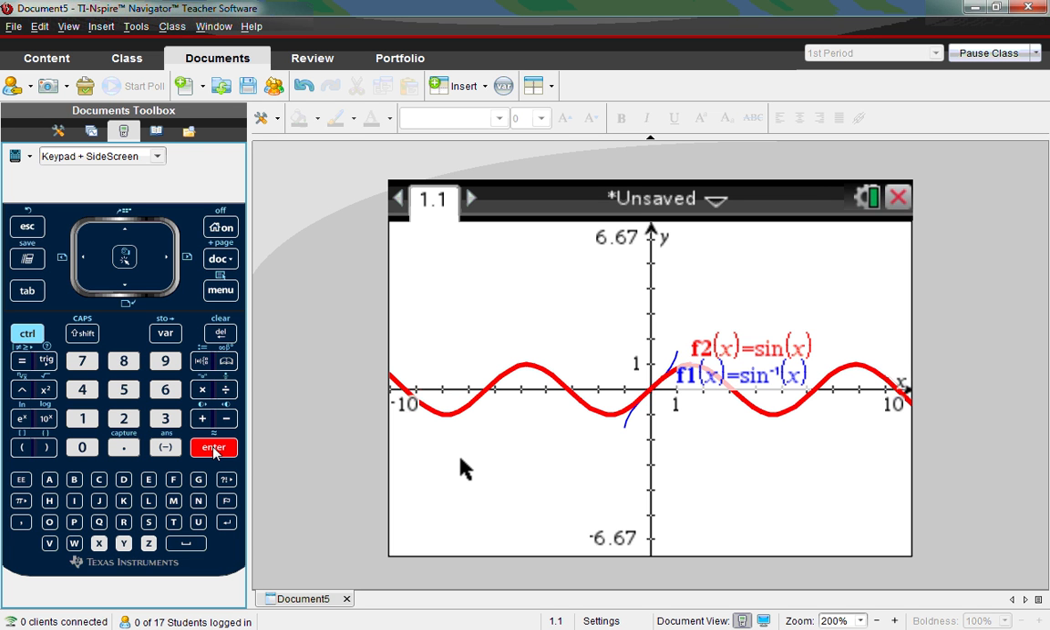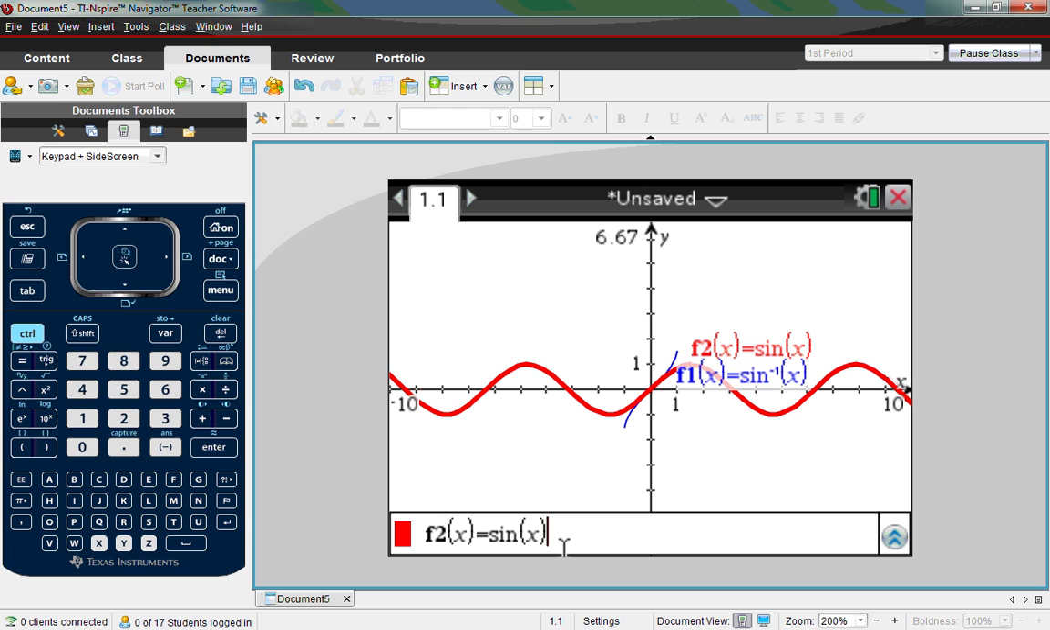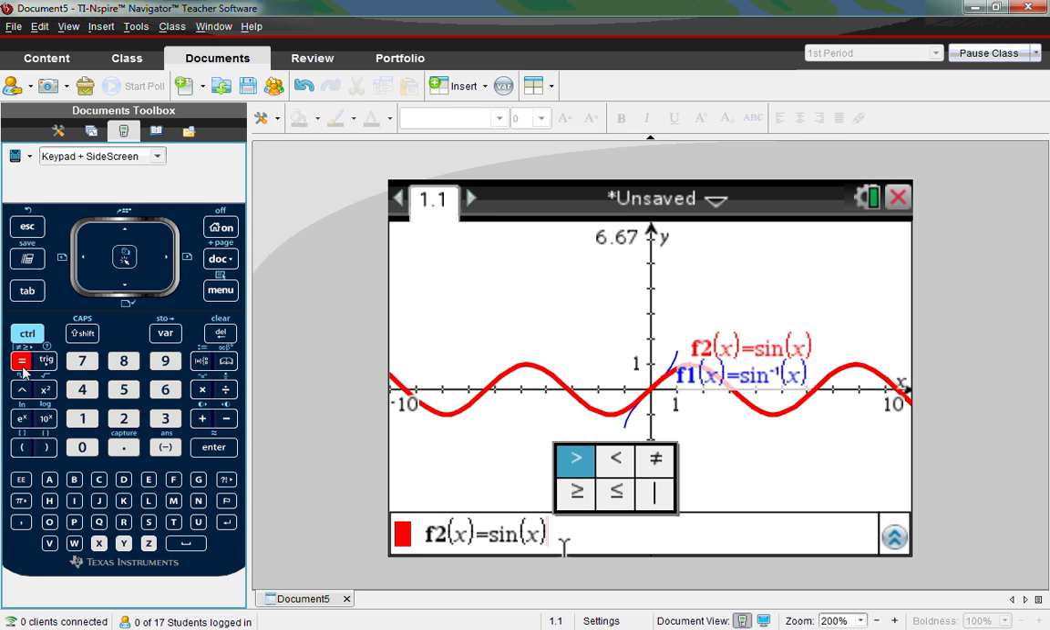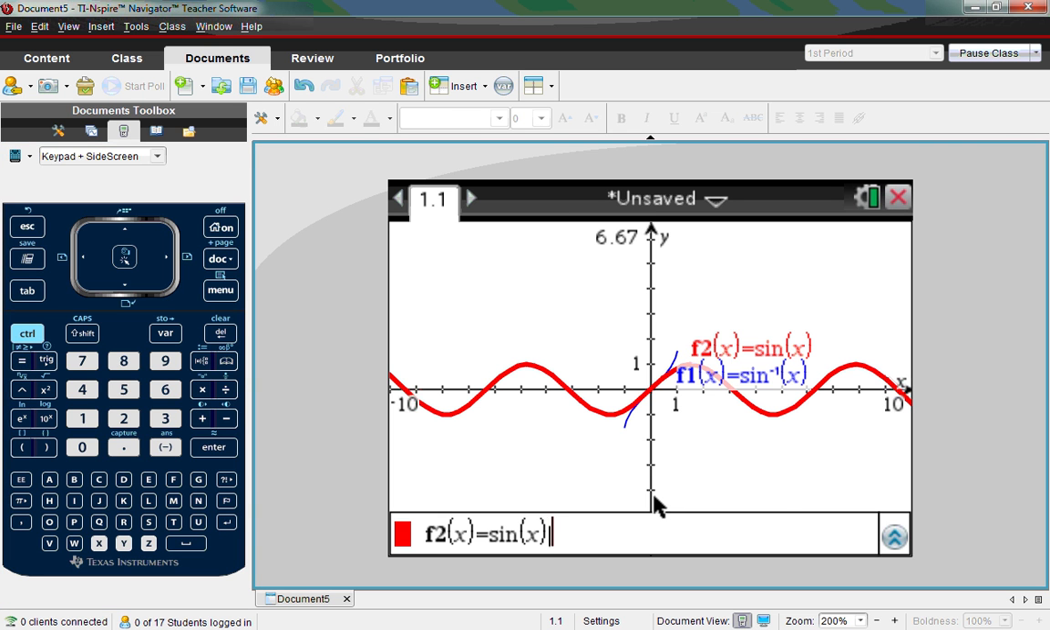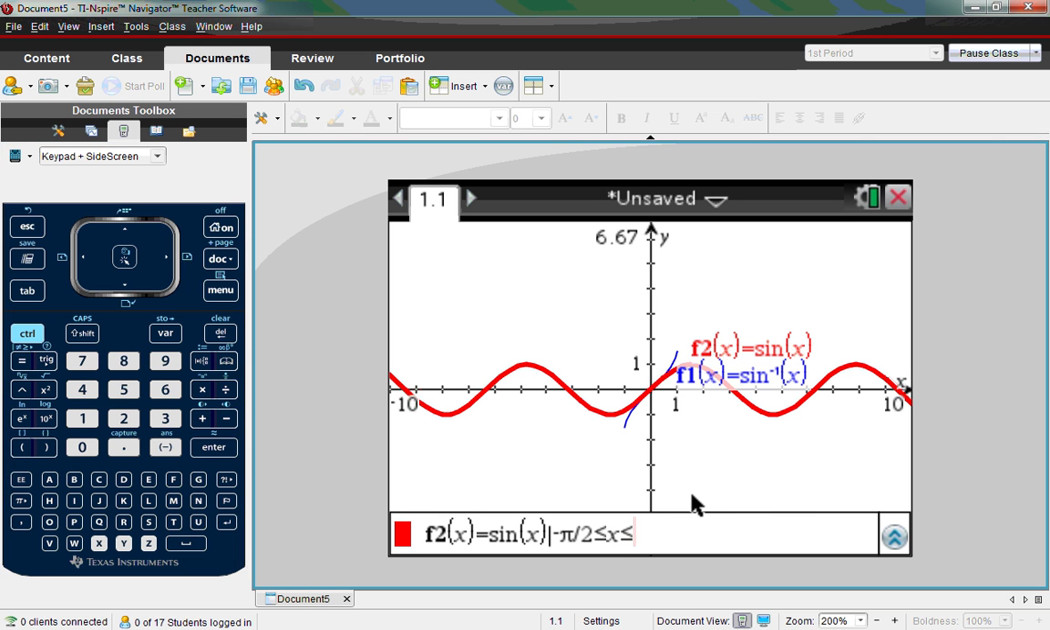Now, what is the range of the arc sine? -pi over 2 to pi over 2. Well, the range of the arc sine would be the domain of the sine function. So I need to go back here and restrict that. I'm going to go to control equal sign, and I'm going to grab the such that symbol, and I'm going to make that -pi divided by 2 less than or equal to x, less than or equal to pi divided by 2.